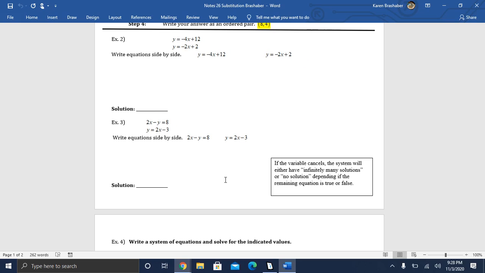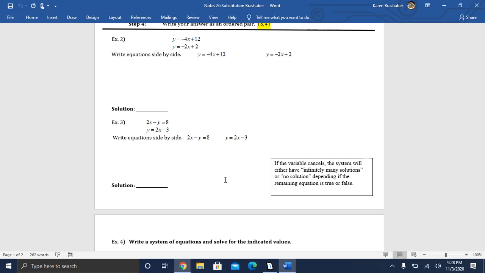For example number 3, I have my two equations. I have 2x minus y equals 8. I have y equals 2x minus 3. For this method, I like to write them side by side. So you'll see 2x minus y equals 8, y equals 2x minus 3. All right, so now I'm going to do substitution.